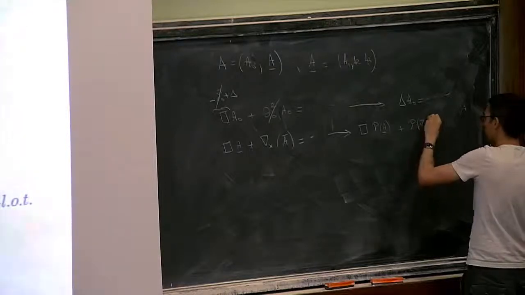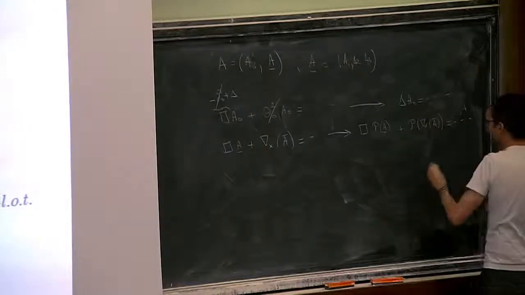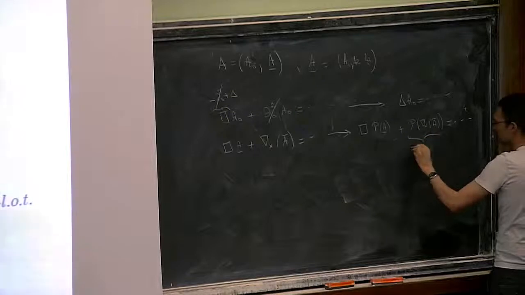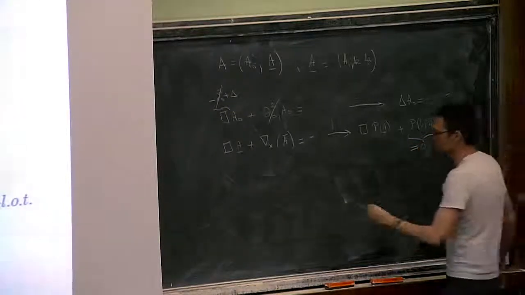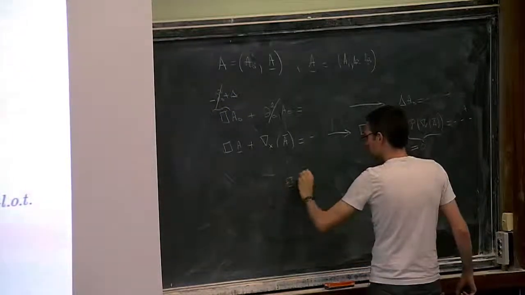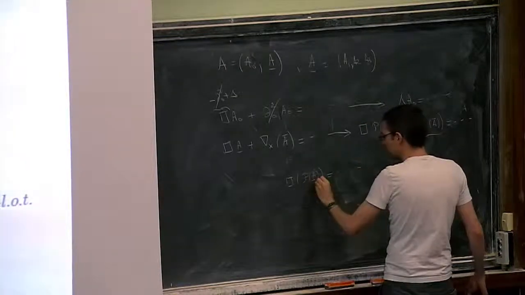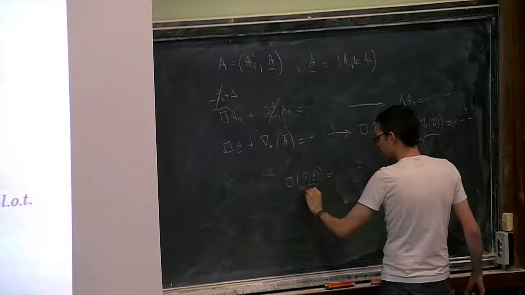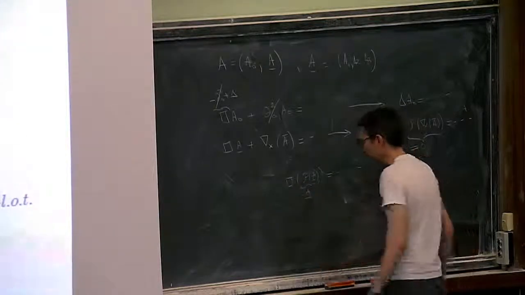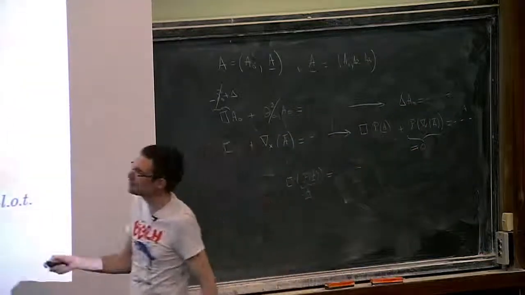But of course, projecting on divergence free vector field kills the gradient. So this is zero, right? So in the end you get the D'Alembertian of P A bar is equal to blah blah, but of course PA bar, because A is divergence free, PA bar is equal to A bar actually. Okay, so in the end, you get the following system.